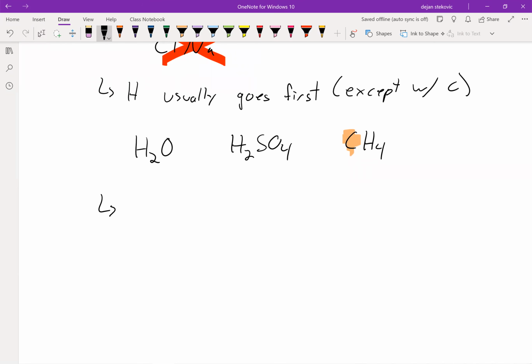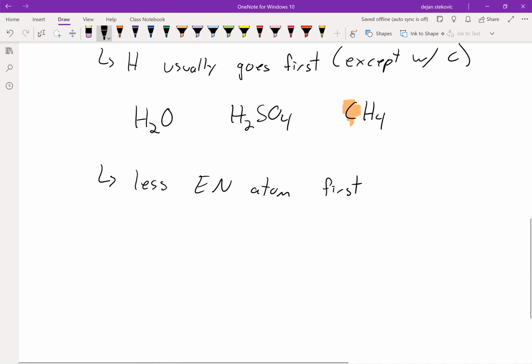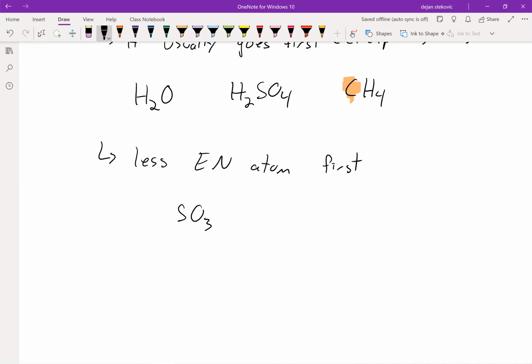When you have a bunch of nonmetals together, the less electronegative atom goes first. So for example, between SO3 and O3S, if you take a look at your periodic table, you'll find that the oxygen is more electronegative. So the sulfur is the less electronegative atom, and so it's going to go first. The correct formula here would be SO3. Overall, this isn't too big of a deal, and it's just something that you're going to get with practice.